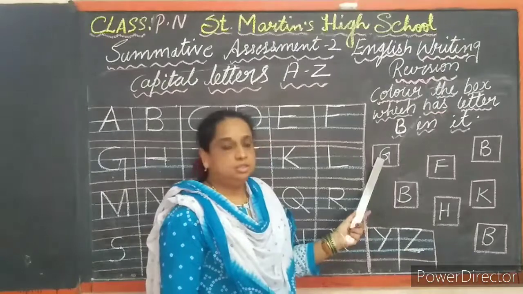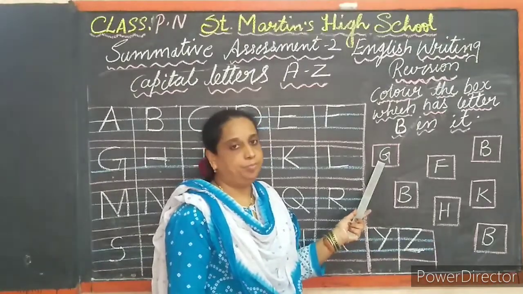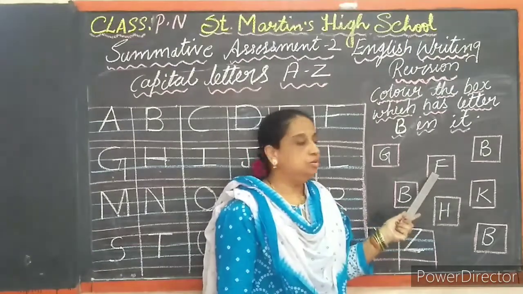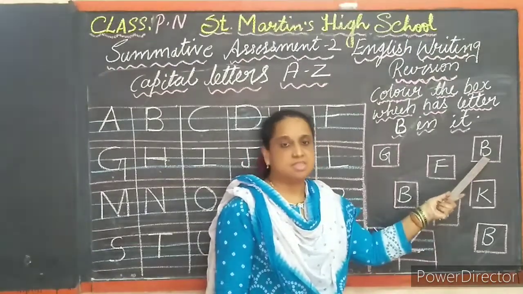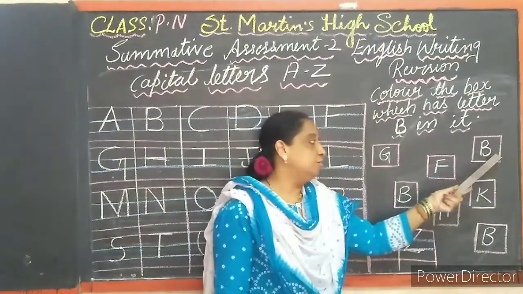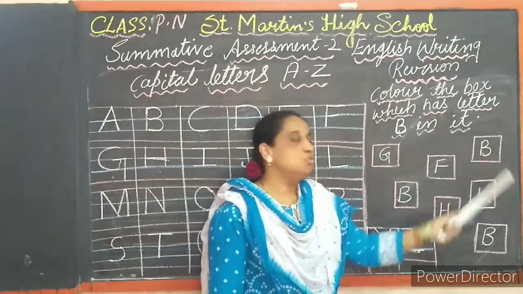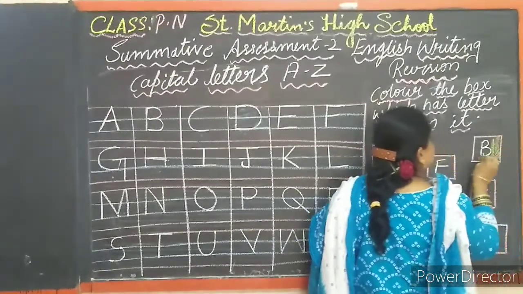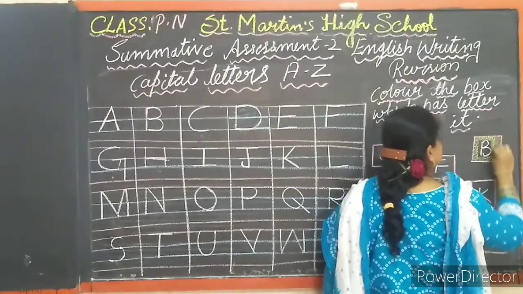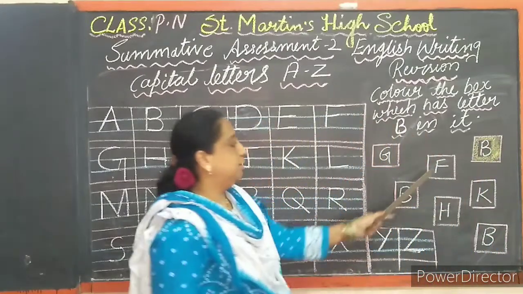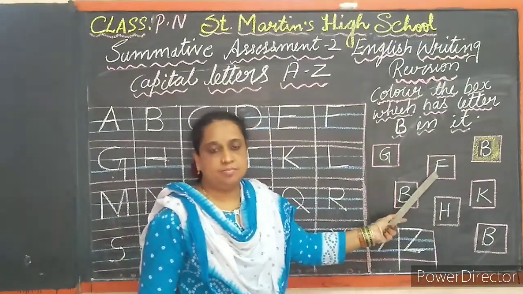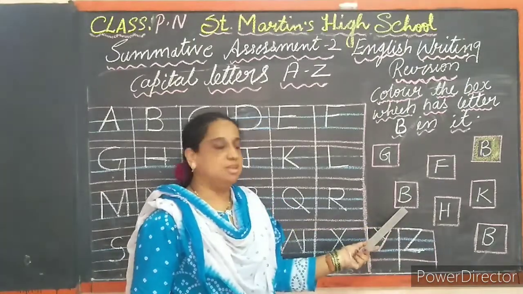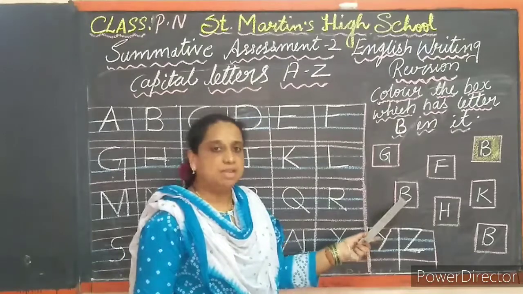So is this letter B? No. Then should you color this? No. Is it letter B? No. Is it letter B? Yes. So you should color this box. This box has letter B. So you should color this box. Understood, children? Like this you should color the box. Again, here next. What is it here? F. Shall we color this? No. Here, letter B is here. So what do you have to do? We should color this box.